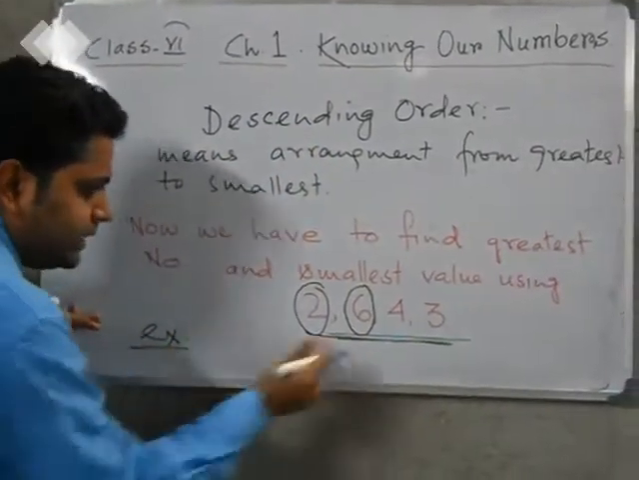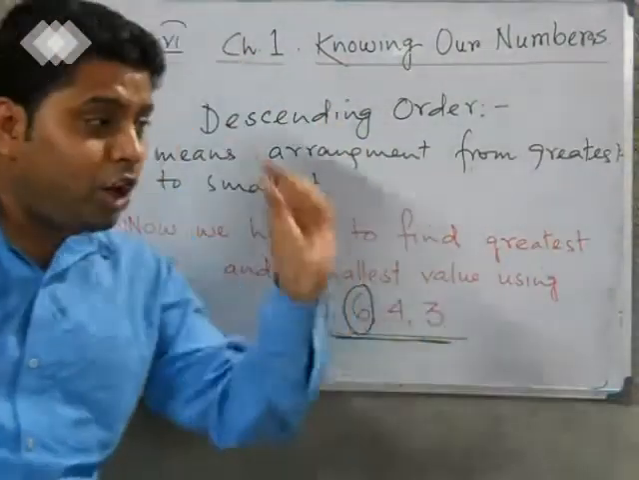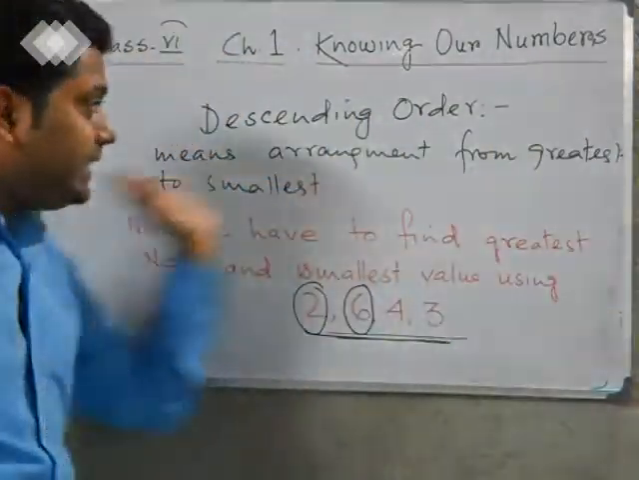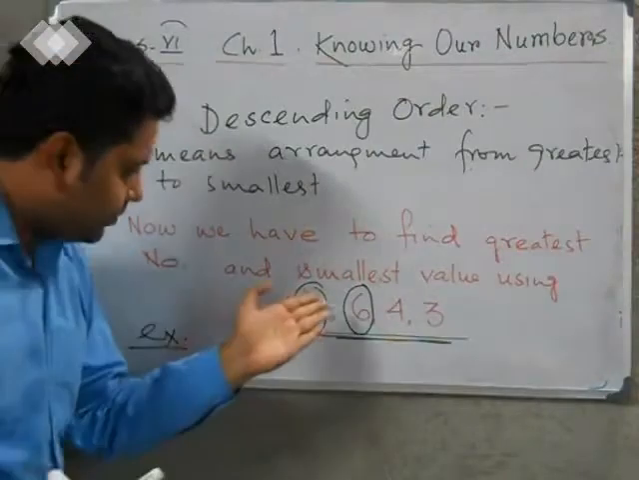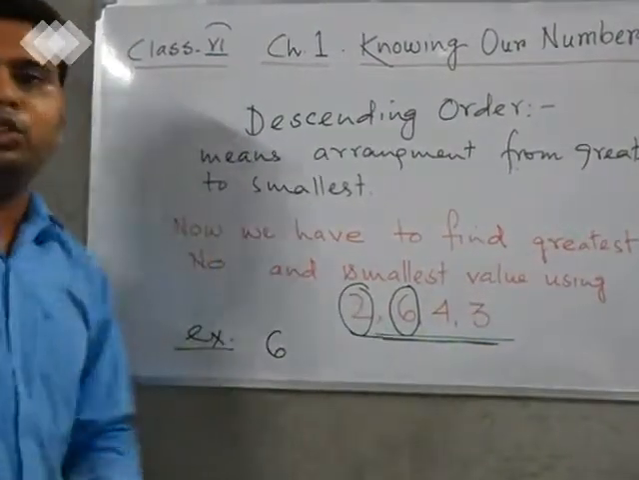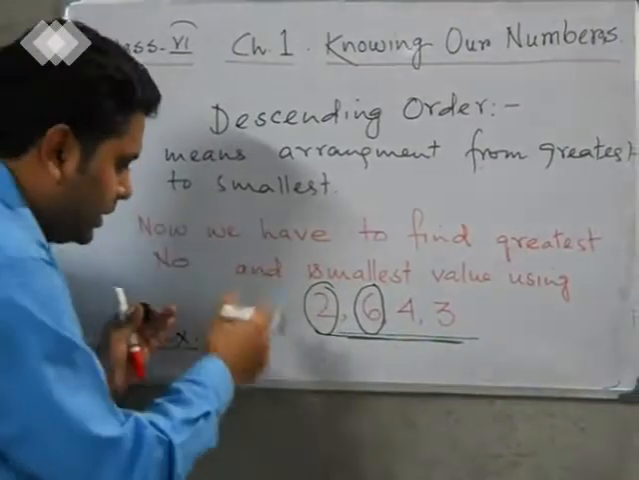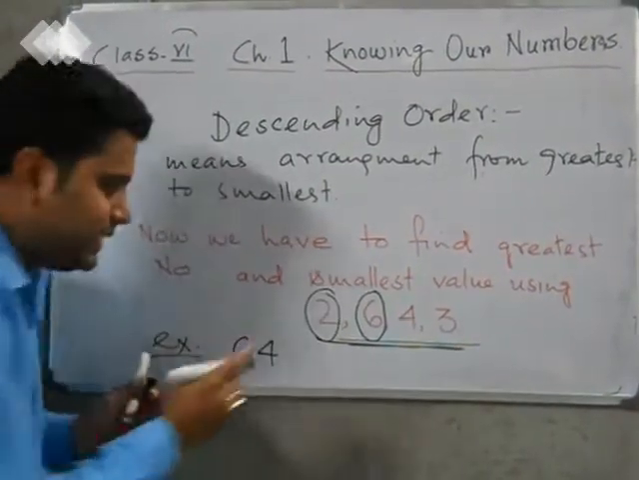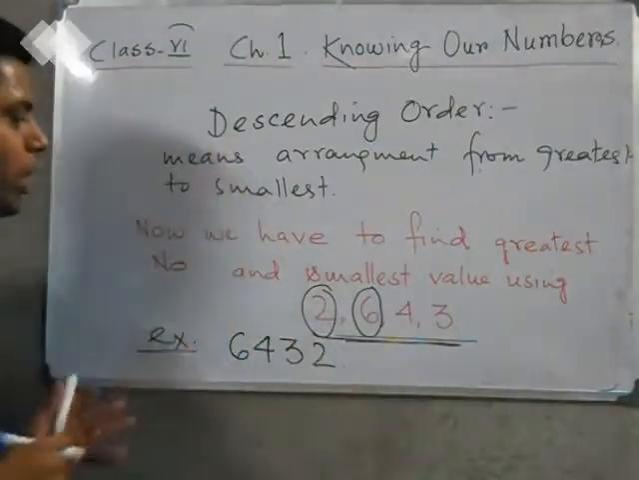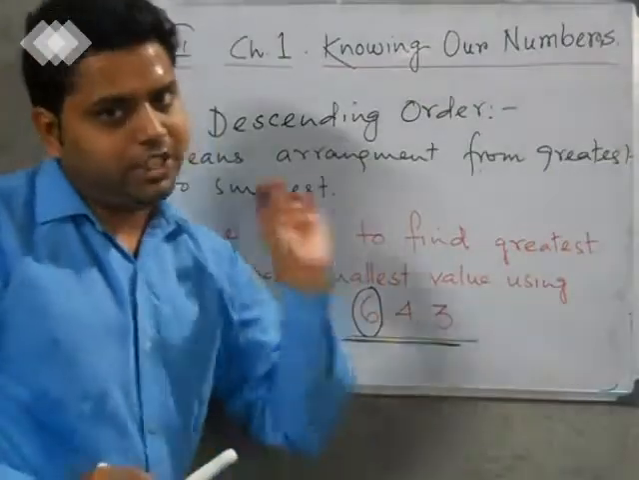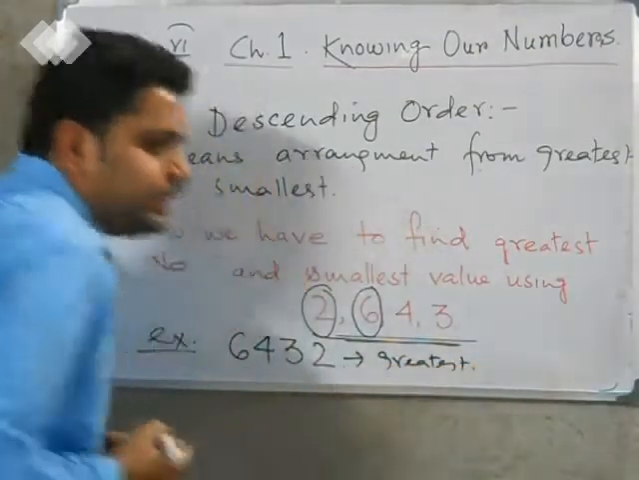Take an example with these digits. In ascending order we said from smallest to greatest, and in descending order it is from greatest to smallest. So find out what is the greatest value here. Obviously 6. So I put 6. Now I have to arrange the numbers in order. 6, then the smaller one is 4, next 3, and at last the smallest number, which is 2. So this is the descending order of the digits, and it is called the largest number. This is the greatest number.